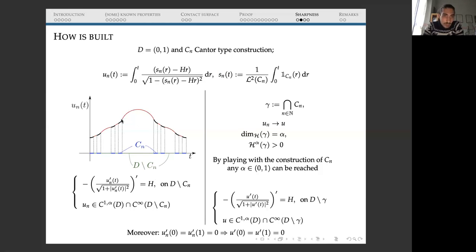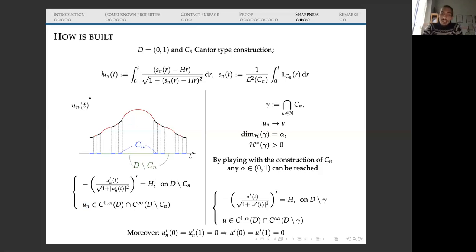Okay, so indeed, if you look at the picture, this is a circular arc, here the equation breaks. This is a circular arc, here the equation breaks, and so on. Moreover, it's actually easy to show that this is regular in this sense for any n. Then you take the intersection of all the possible Cn, so you get gamma, and you show that the functions un are converging to some u.